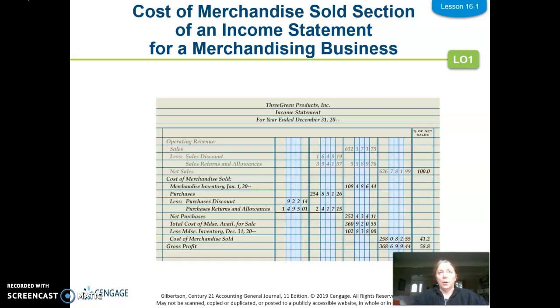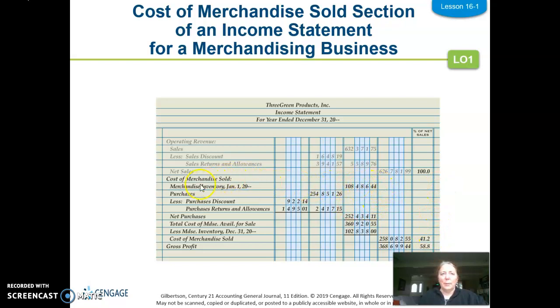So let's go on to the hardest and newest thing that's different on the income statement for a corporation: the cost of merchandise sold section of an income statement for a merchandising business. This is the section we're working on right now. We had operating revenue where we got to net sales. We go minus cost of merchandise sold to get to gross profit, and we compute those percentages as a percent of sales. We take 258,080.55 divided by 626,781.99 and get 41.2%. Take 368,699.44 divided by 626,781.99, we get 58.8%.